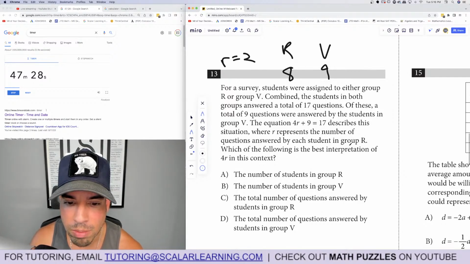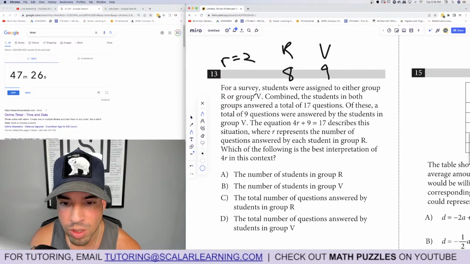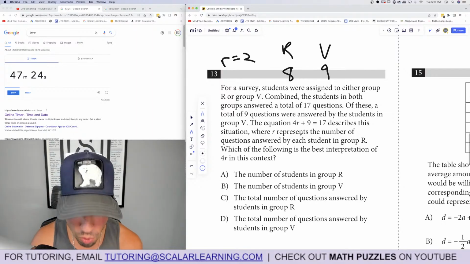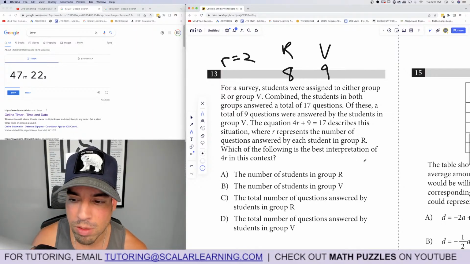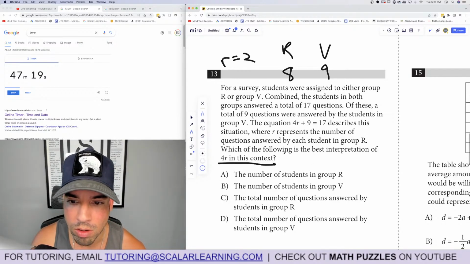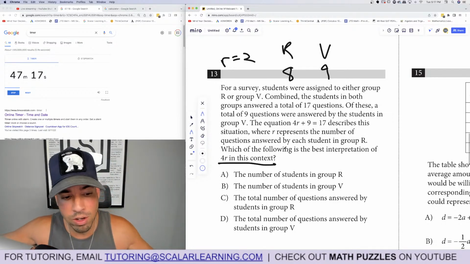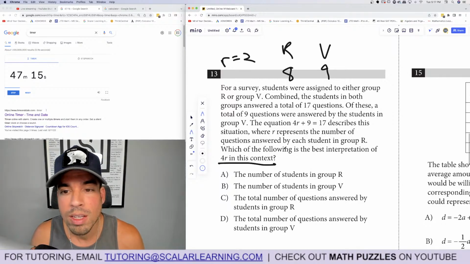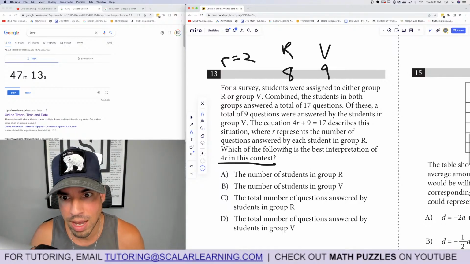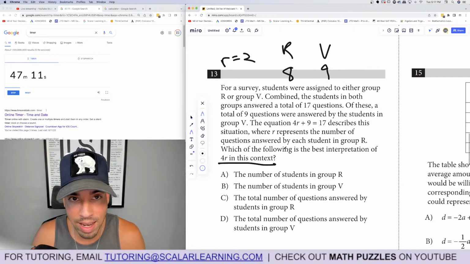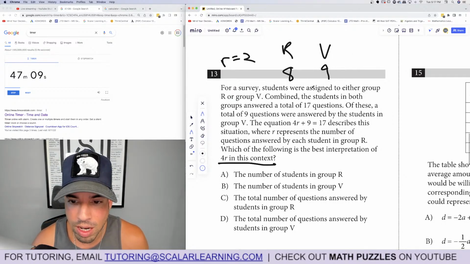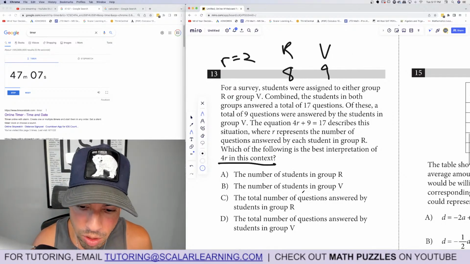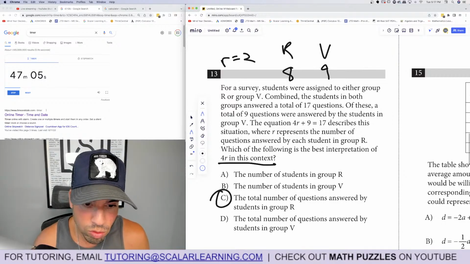R represents the number of questions answered by each student, so each student answered 2 questions. 4 students, obviously, which is finding the best interpretation of 4R. Well, 4R, the entire expression, 4 times R, is the number of questions they answered, right? Because 4 times R in this case is 8. And we already said if V answered 9, R answered 8. So it's the number of questions answered by students in group R.